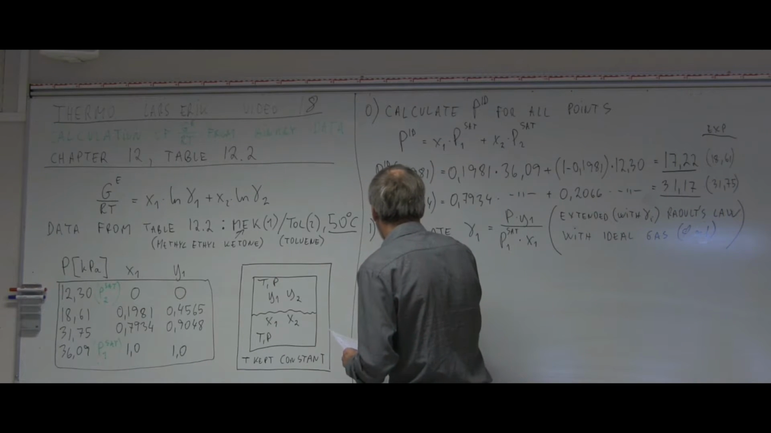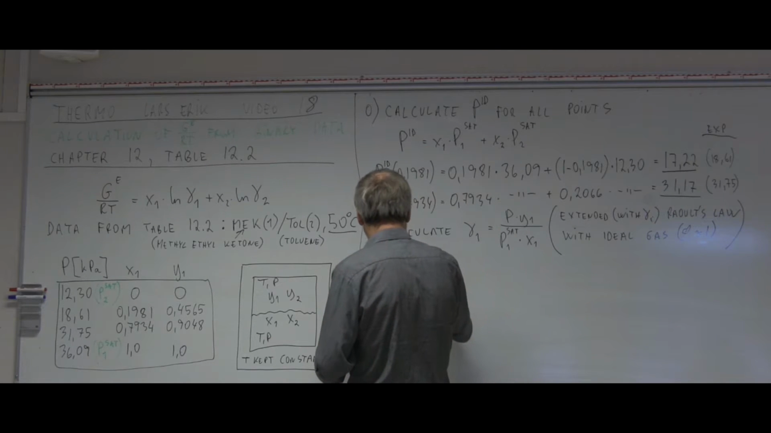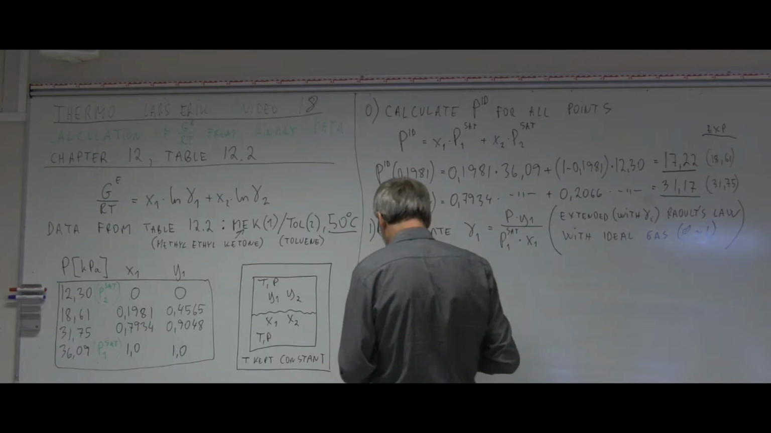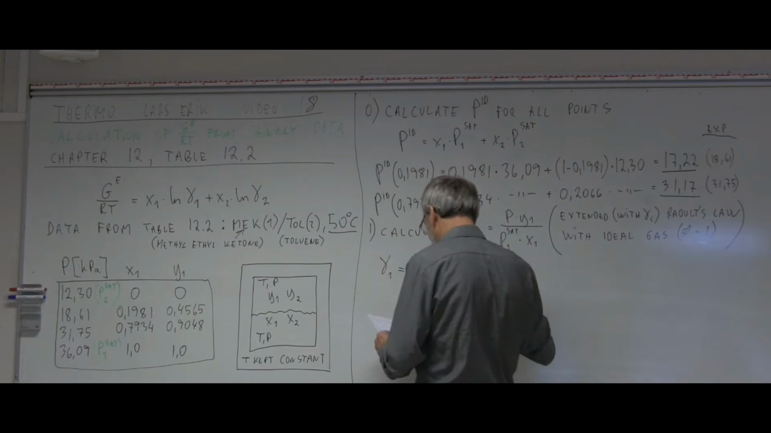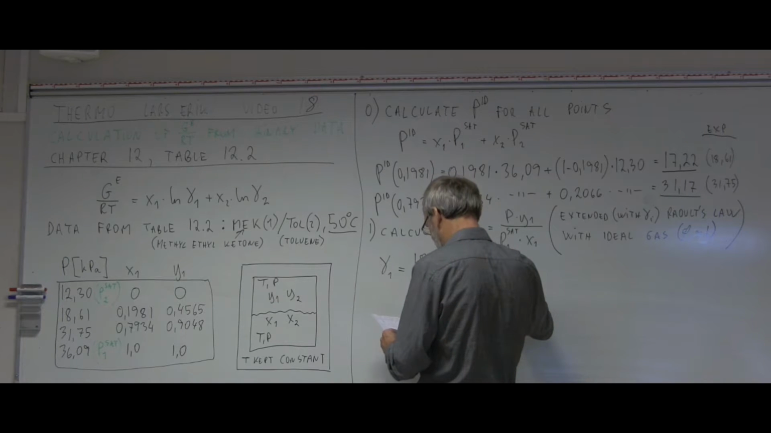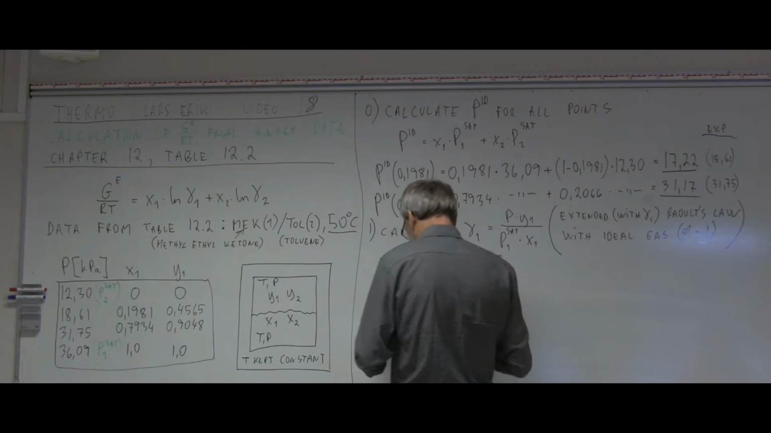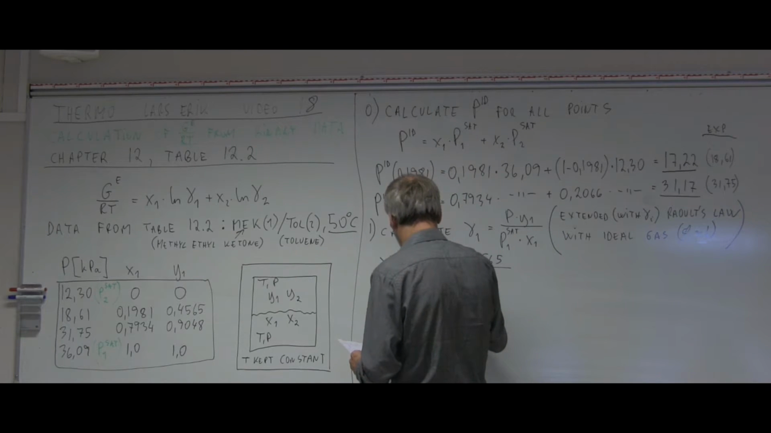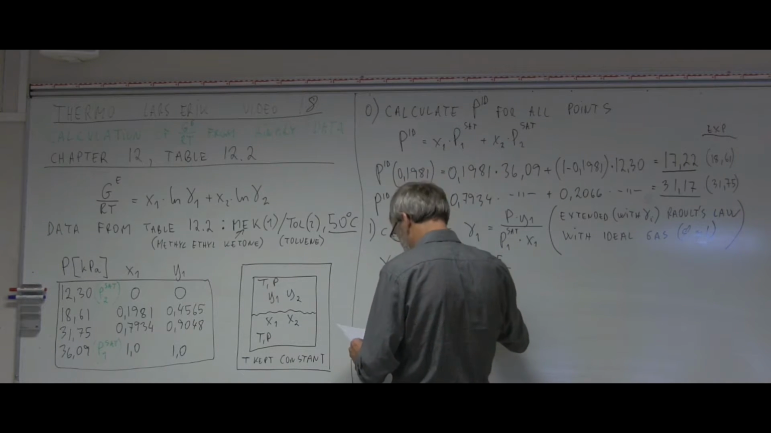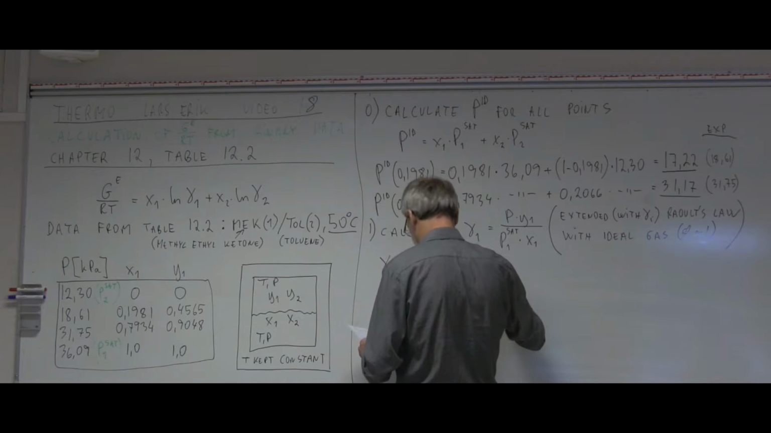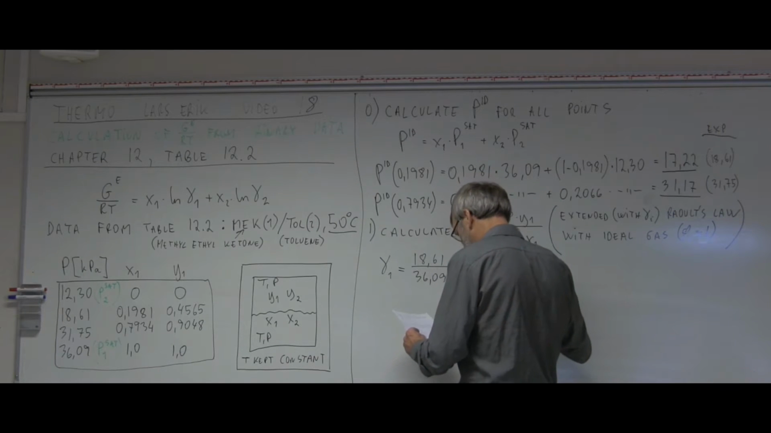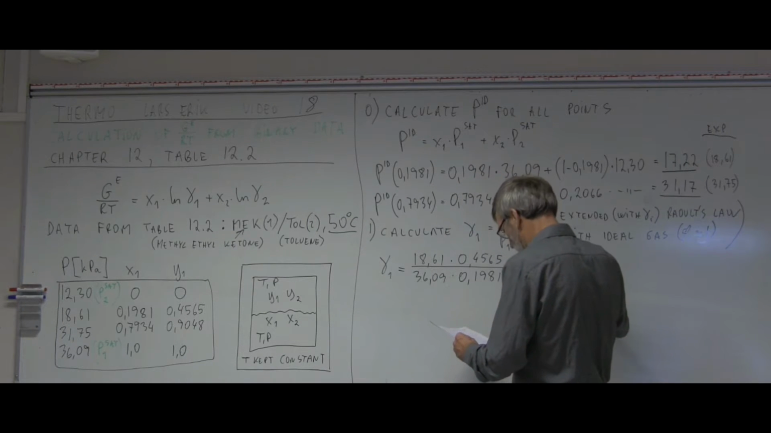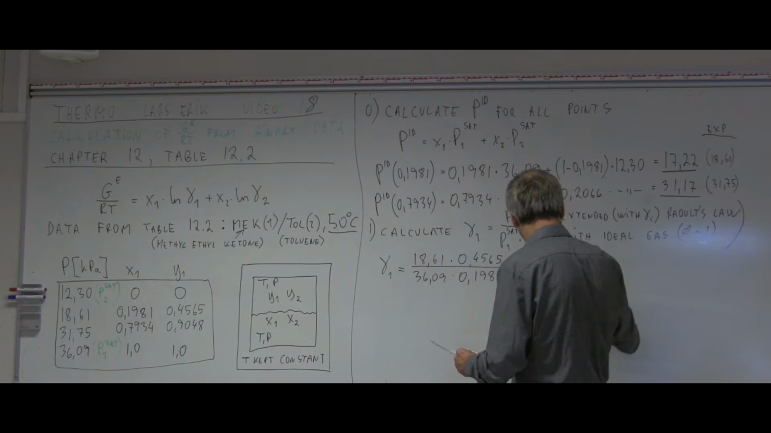And then we calculate gamma 1, or the activity coefficient for component 1, to be 18.61 times 0.4565 divided by 36.09 times 0.1981, which is 1.90.